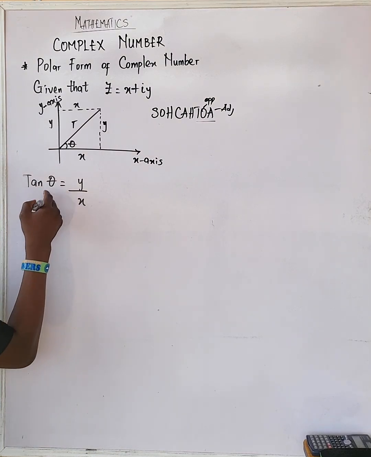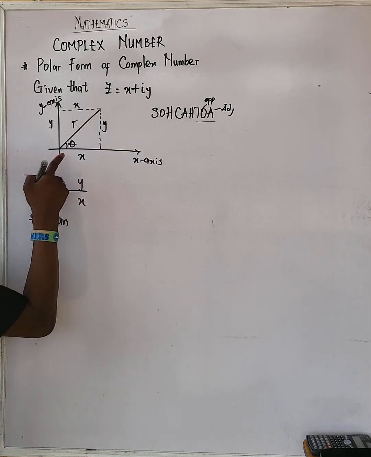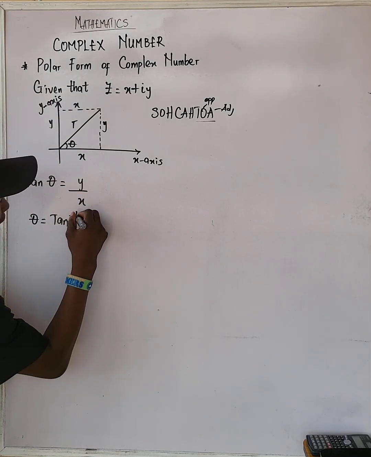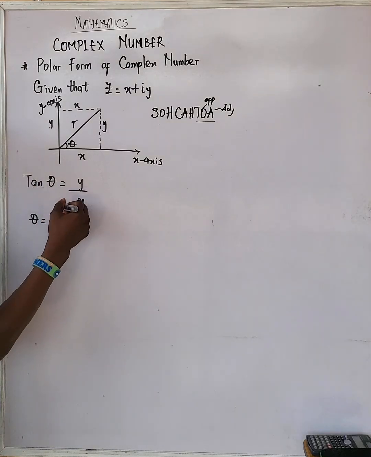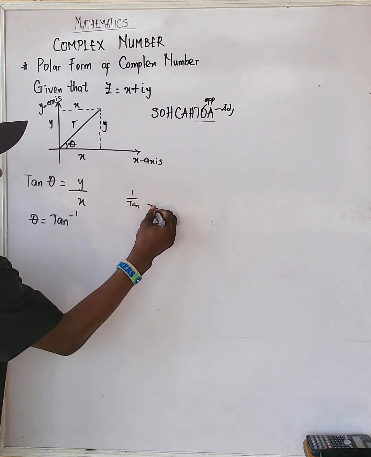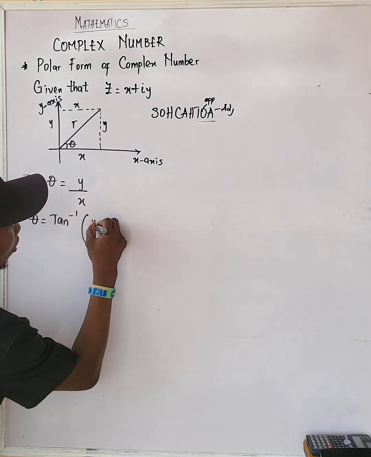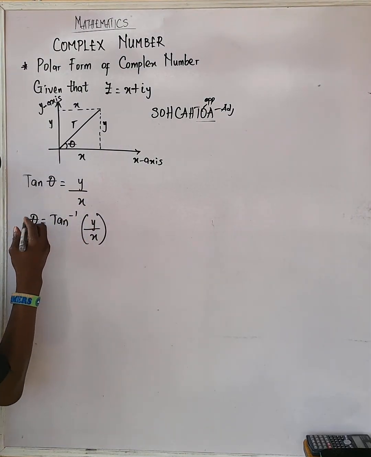So if I'm to look for theta, theta will now be equal to what? When you take tan to the other side, it changes to tan inverse. It's just like dividing both sides by tan, so that will be over tan, which is just like saying tan inverse. So theta equals tan inverse of y over x. So keep this formula.